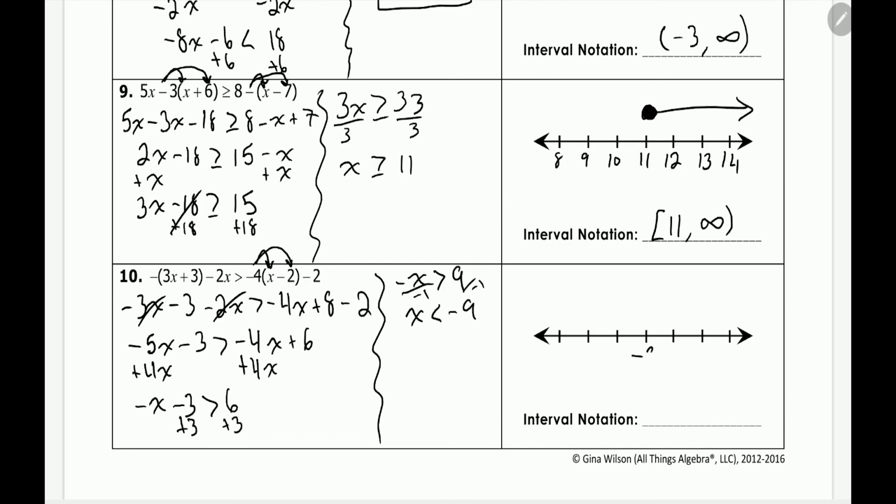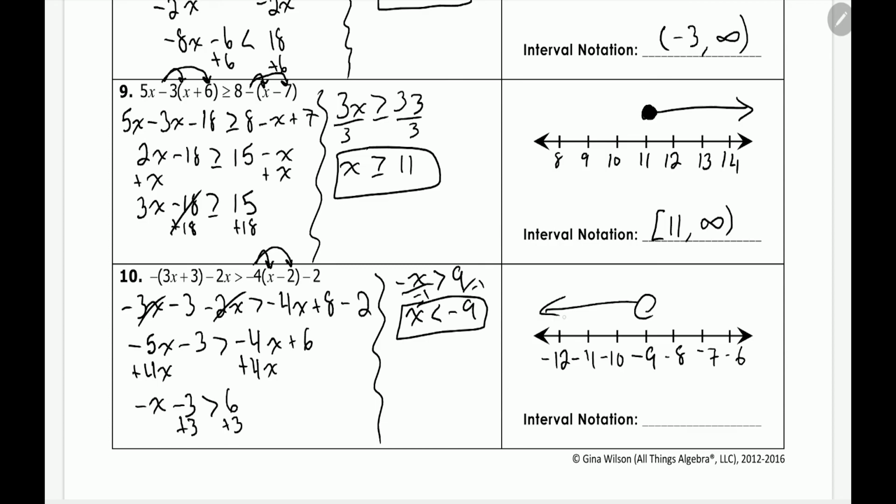That means negative 9 is here. This is negative 10, negative 11, negative 12. This is negative 8, negative 7, negative 6. Okay. I forgot to circle this one up here. So at negative 9, do we have an open or closed circle? In this case, it's an open circle. And should I shade to left or right? Well, where are the numbers that are less than negative 9?